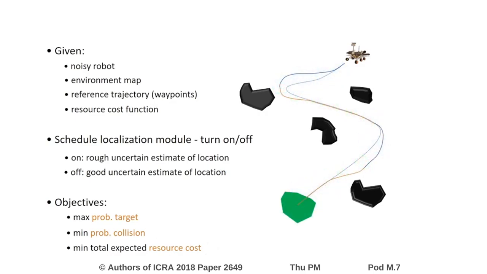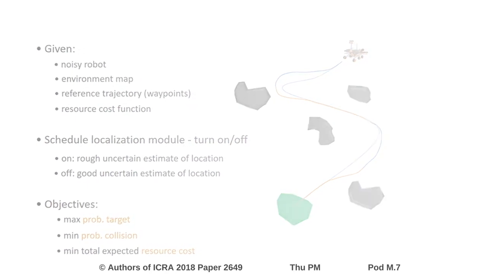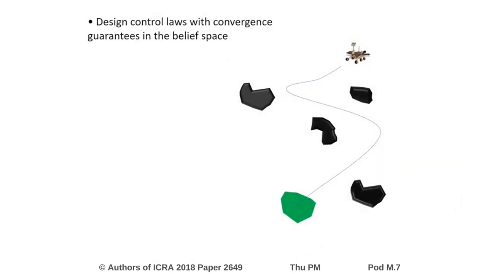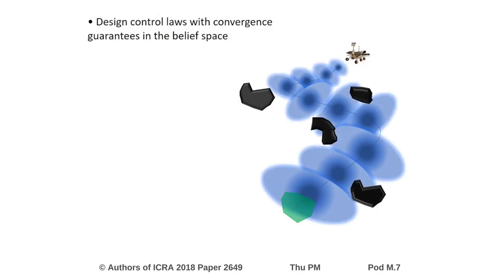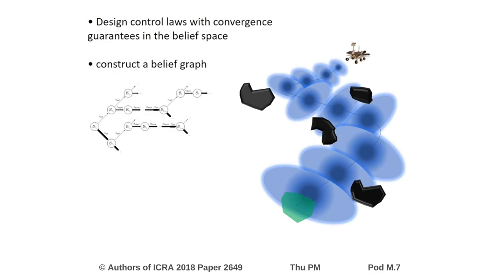Note that this is a very challenging problem because by nature it requires reasoning in the belief space, which is known to be a computationally infeasible domain. To approach this problem, we first design appropriate control laws to enable the robot to follow the trajectory with some guarantees in the belief space. Then we construct the corresponding belief graph, which is very large in size. It is in fact exponential in the number of waypoints.